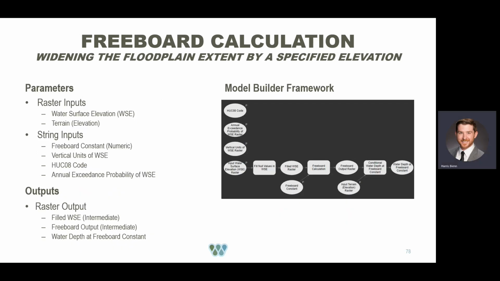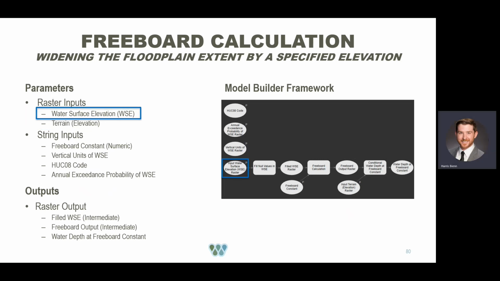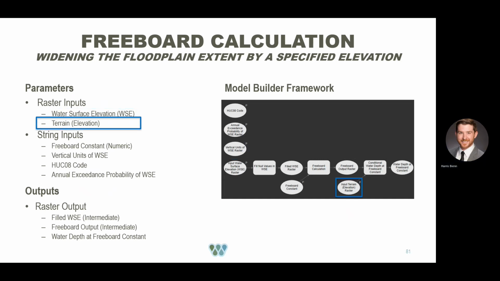Let's discuss how we can automate this process using the model builder functionality in ArcGIS Pro. Parameters and outputs are shown to the left, and the model builder framework is detailed on the right. Our model has two raster inputs: the water surface elevation grid for our desired flood event, a primary input into our model, and the digital elevation model that covers our area of interest. Notice that the elevation raster doesn't get fed into the model until we evaluate it using the conditional statement we'll develop.